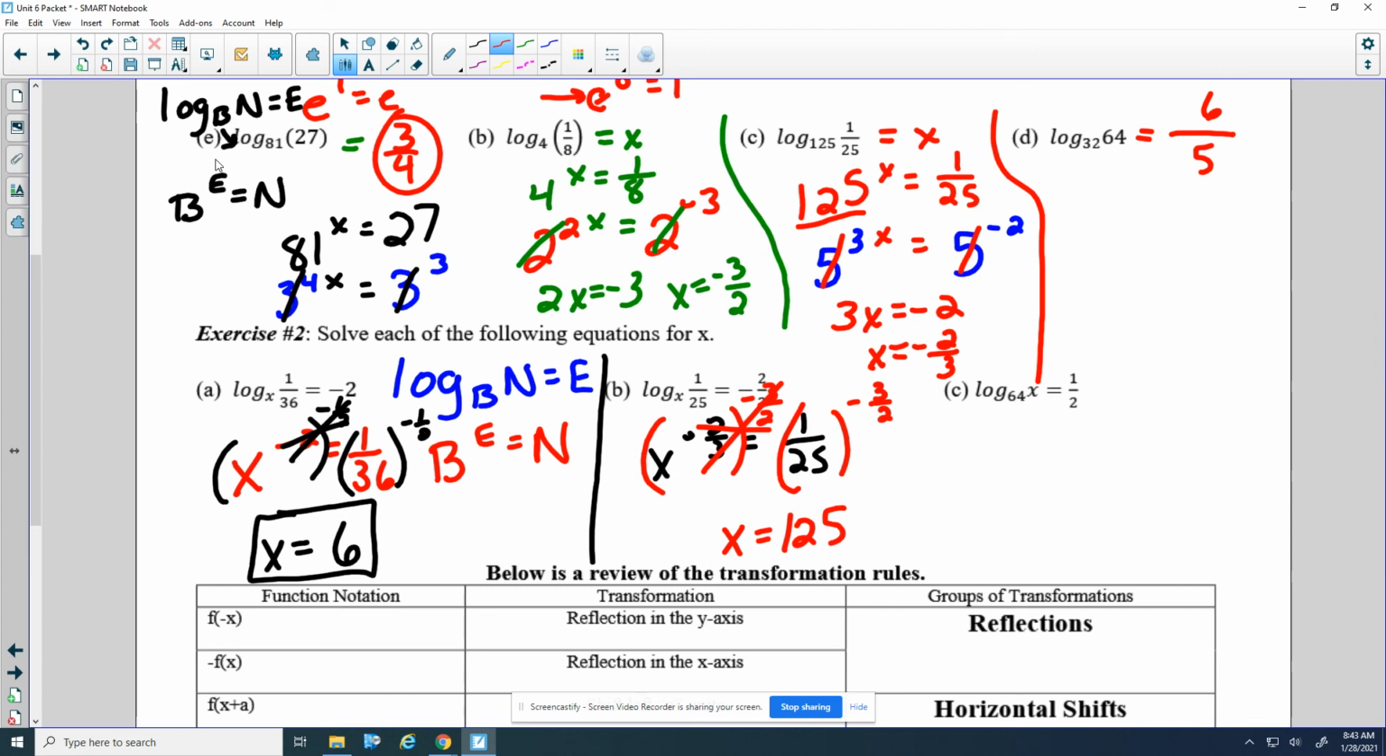But that would be your answer. So my last one, the base is 64. The exponent is 1/2, and that equals x. 64 to the 1/2 is the square root of 64. So that is just 8 as my answer.